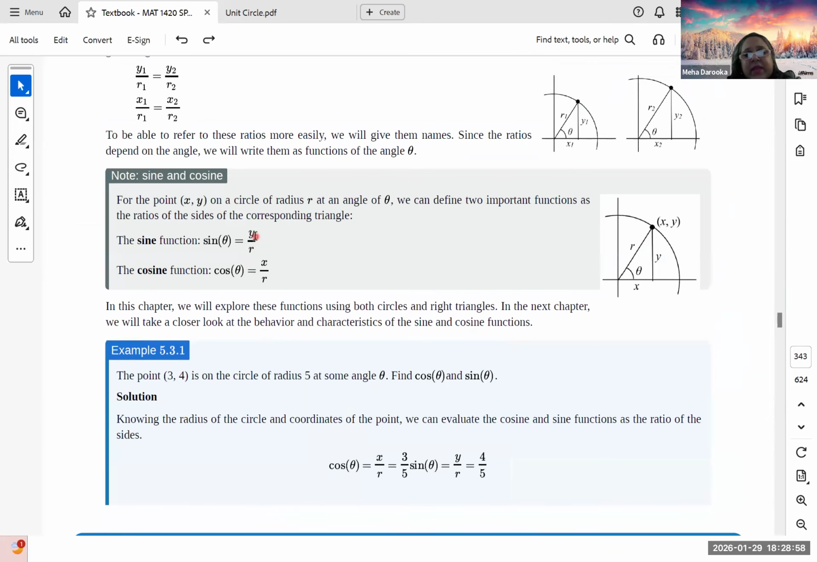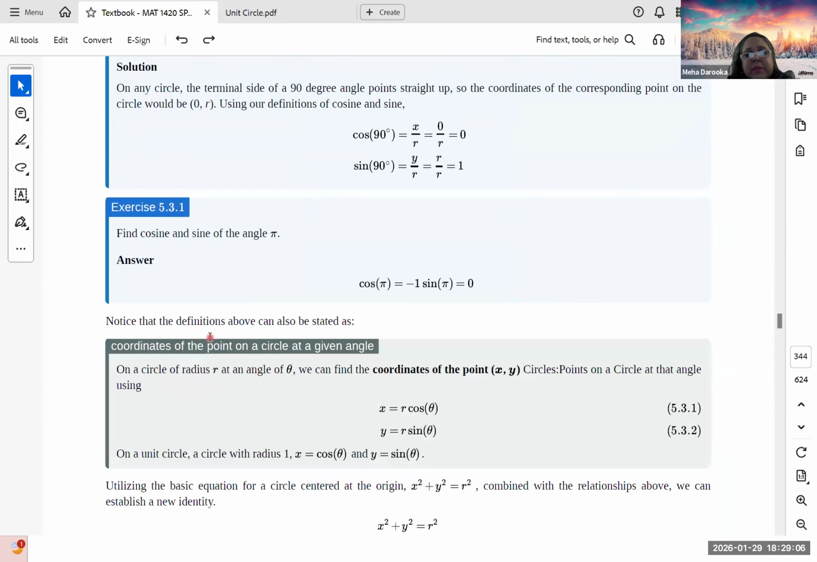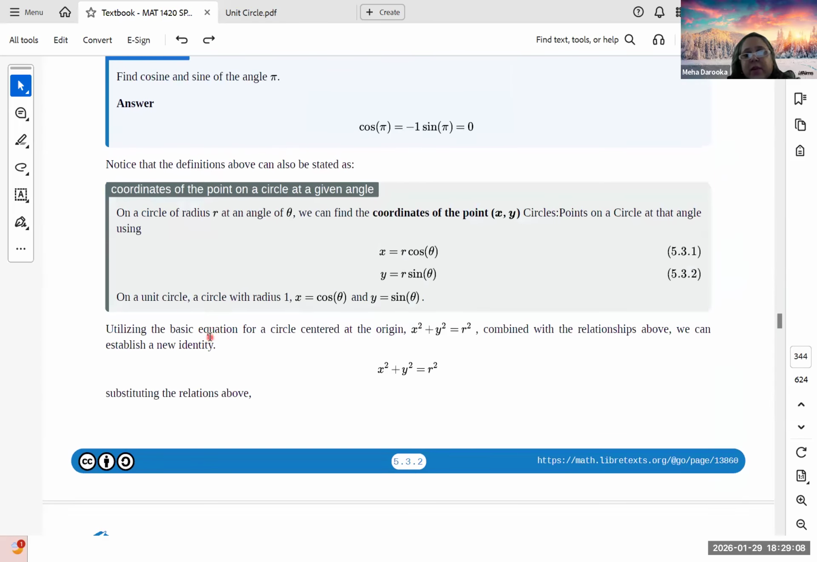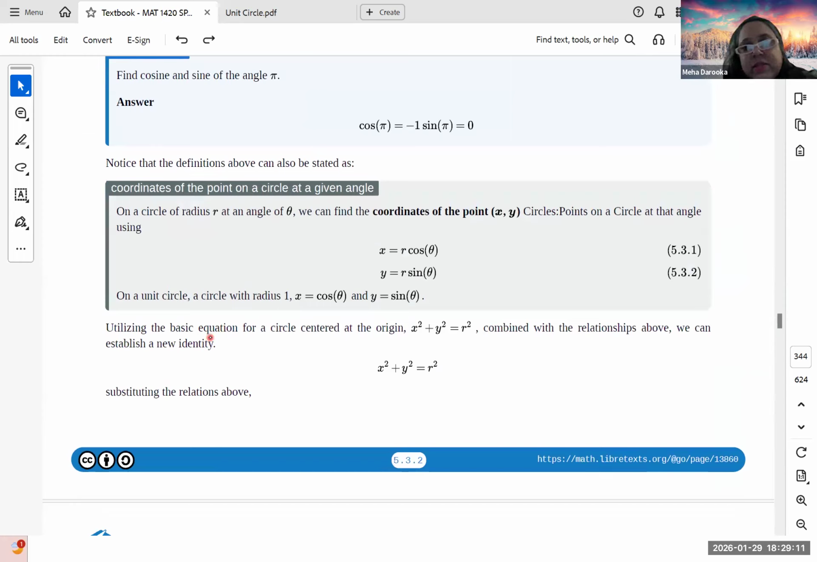What you're basically doing is you're isolating the x and the y variables by moving the r to the other side of your equation. So think about this. If you multiply both sides of your equation by r, this is what you would end up with. So you would have x equals r times cosine of theta and y equals r times sine of theta.